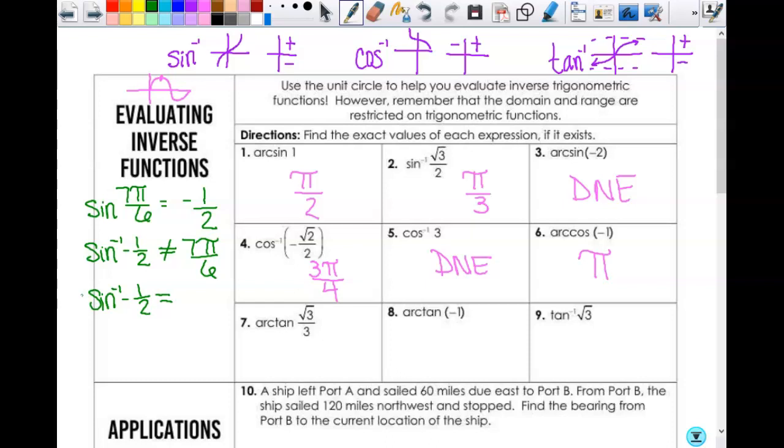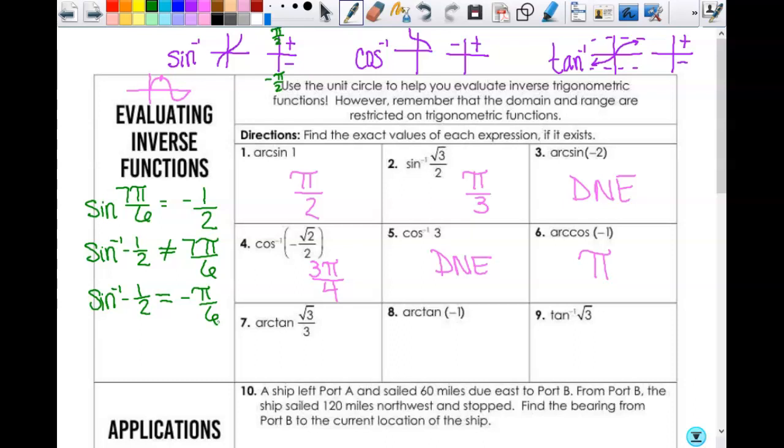I am only allowed to go from -pi/2 to pi/2. That's it. 11 pi/6 does not fit between -pi/2 and pi/2. -pi/6 is a coterminal angle with 11 pi/6, but the value has to fit between -pi/2 and pi/2. Period. End of story. Okay?